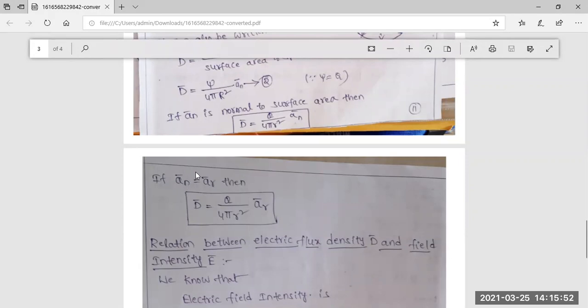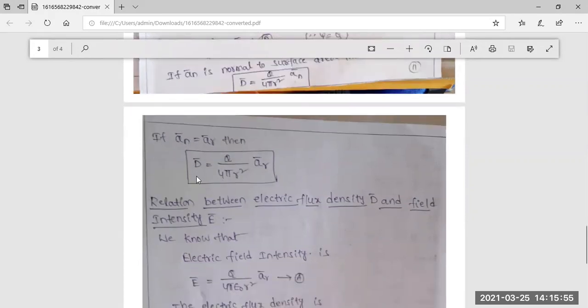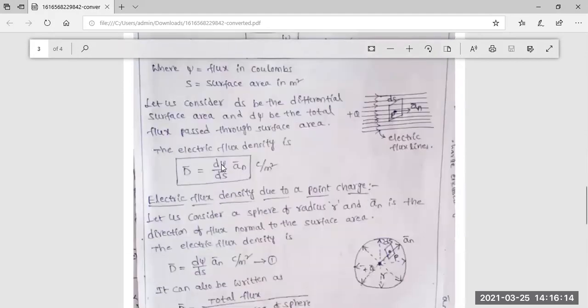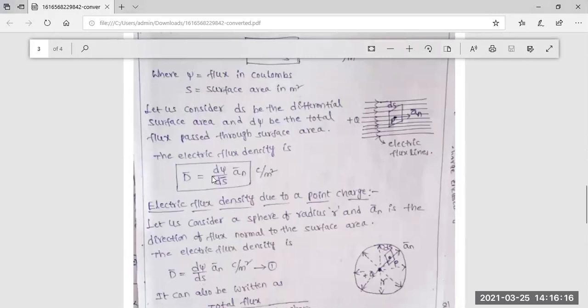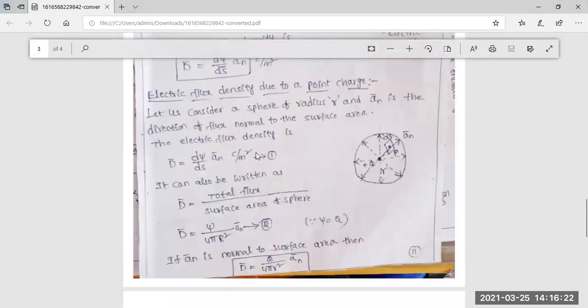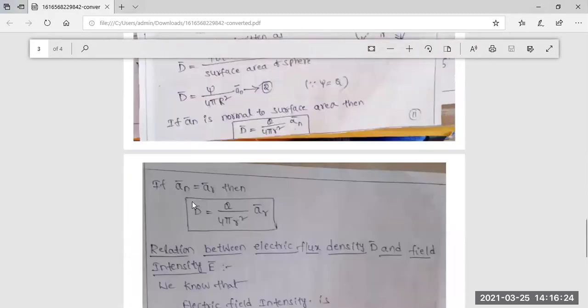So if we consider an bar equal to ar bar, then we get D bar equal to q by 4 pi r square into ar bar. Understand? D bar is equal to q by 4 pi r square into ar bar. So this is called the electric flux density due to a point charge. The basic formula of electric flux density is D bar equal to d psi by ds bar into an bar, and this is the formula for the electric flux density due to a point charge.